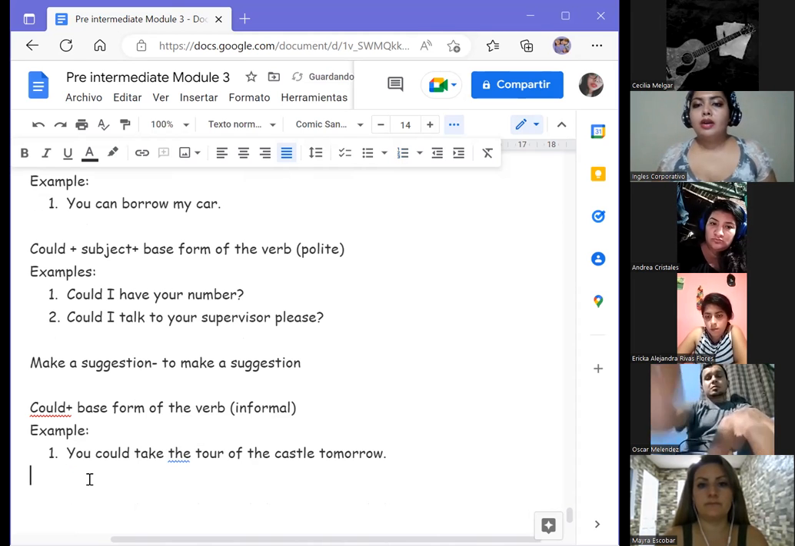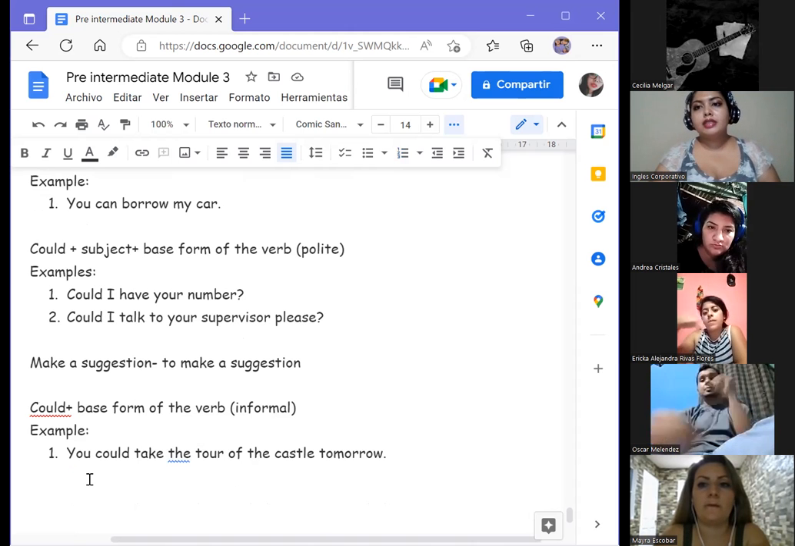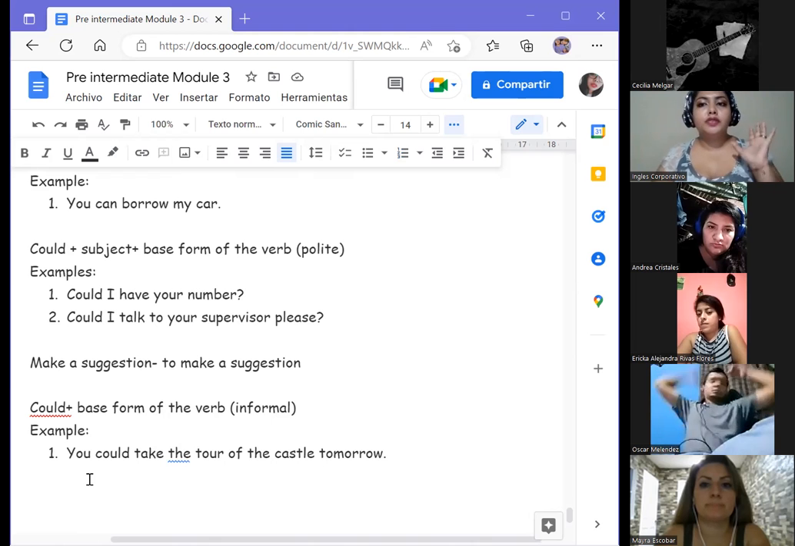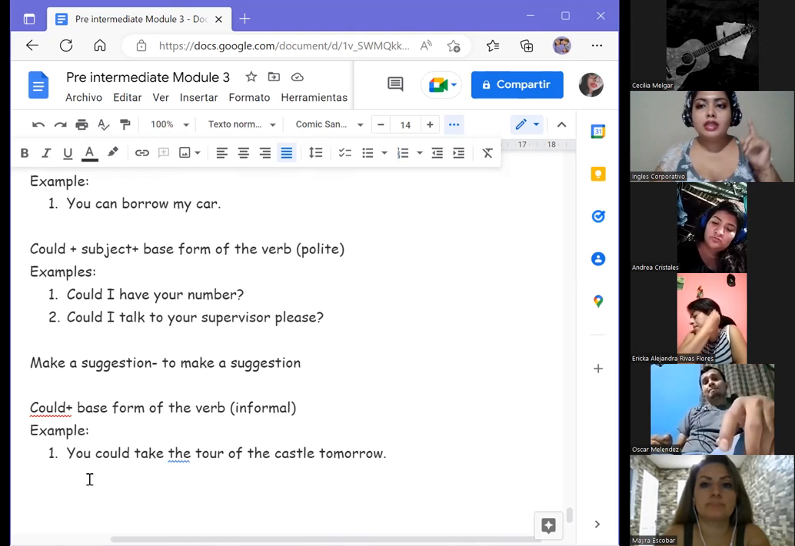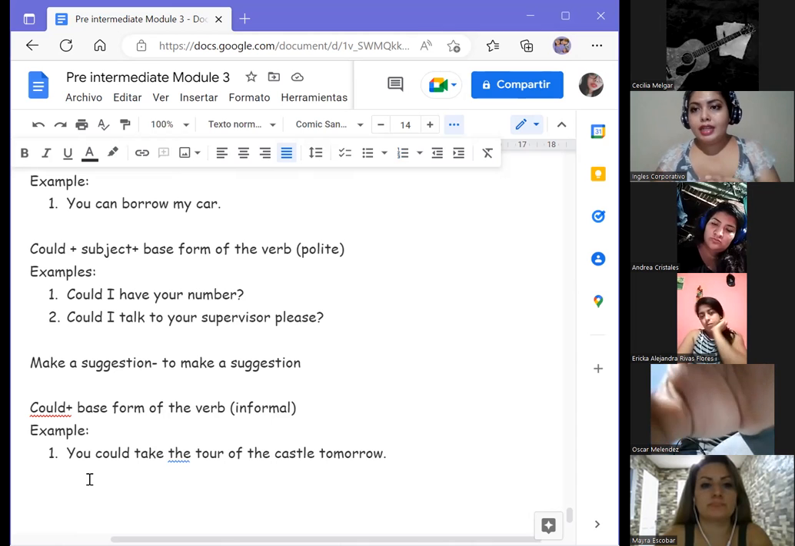That's okay. So now after that, we have the structures for these sentences. We are going to have just five sentences in which you are going to say what is the correct form of can, could, or be able to that is perfect for the sentence.